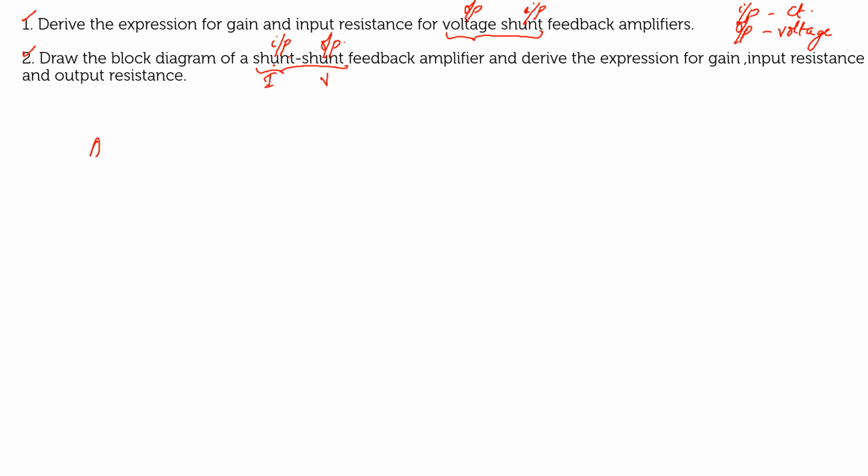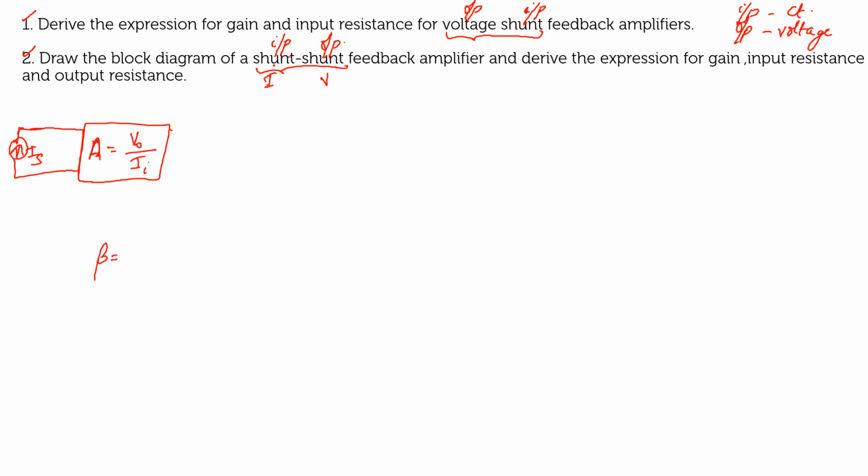So what is your gain? Open loop gain A is equal to your output divided by input. So what is your output? Output is your voltage and input is your current, right? And the second parameter is your feedback network. Feedback network, so you will be having the input. Input is your current. So let me take it as IS.